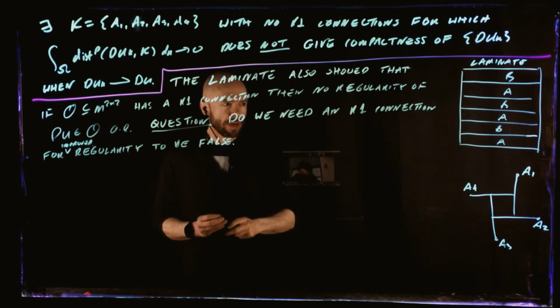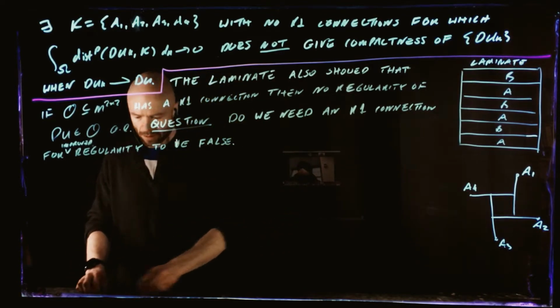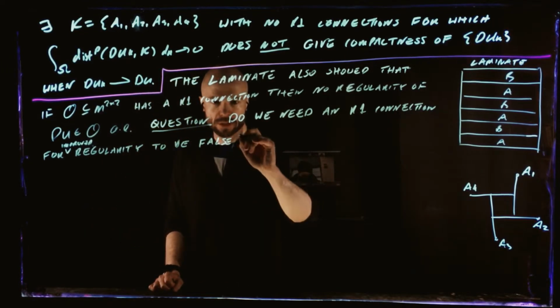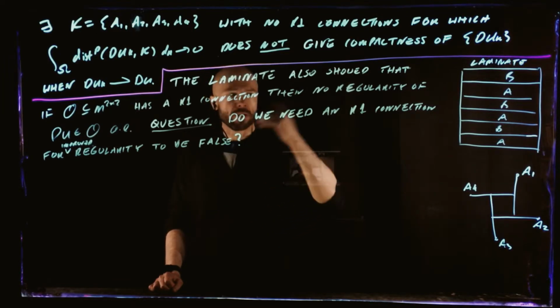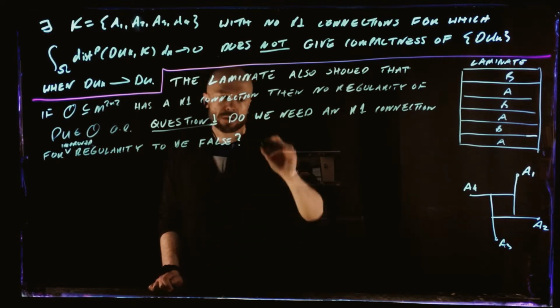So why is that question interesting? Let me write that down. So that's question 1. Do we need an R1 connection for improved regularity to be false? Question 1. Question 2.